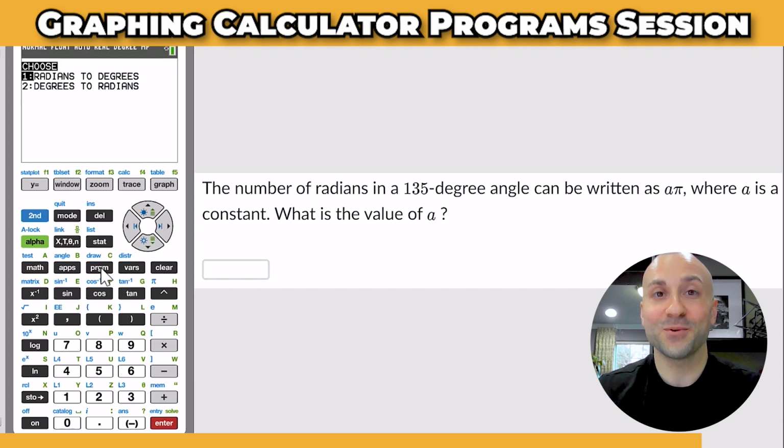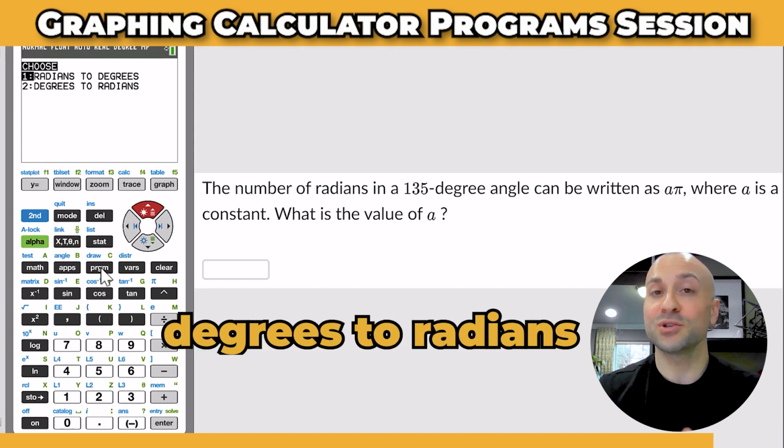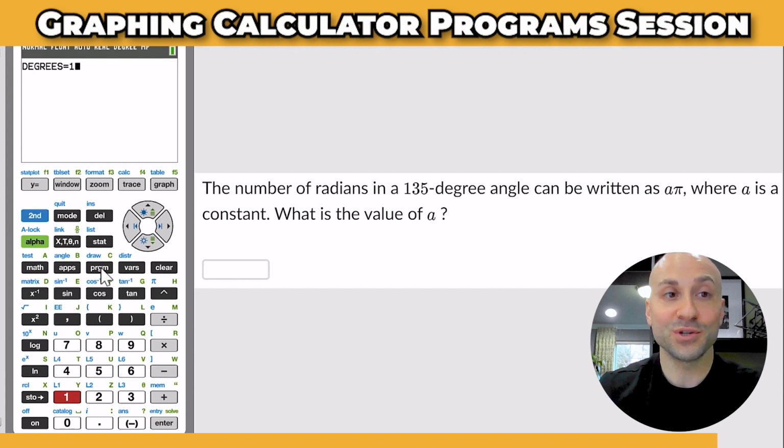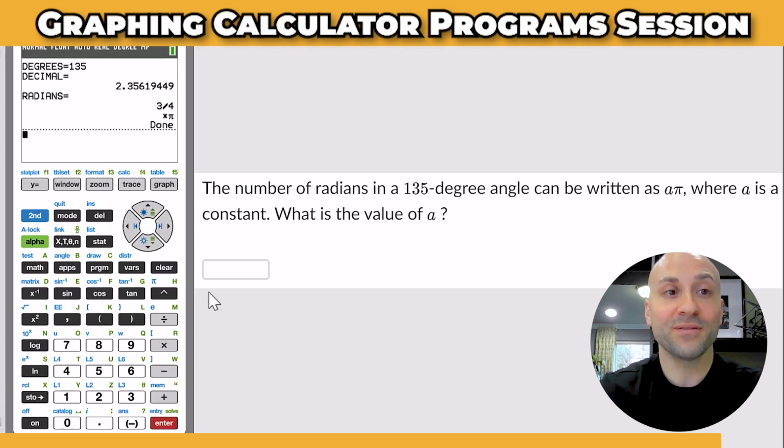And then in this final question, they want us to go from degrees to radians, and we have a program that can either go from radians to degrees or degrees to radians. In this case, I would choose degrees to radians, type in 135, and we find out that the coefficient of pi is going to be 3/4.